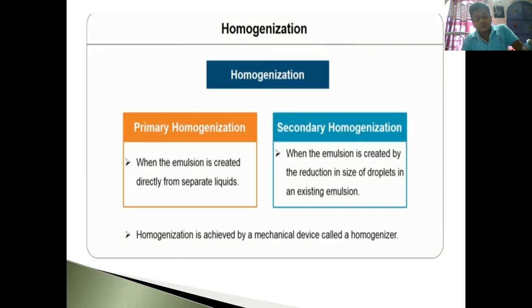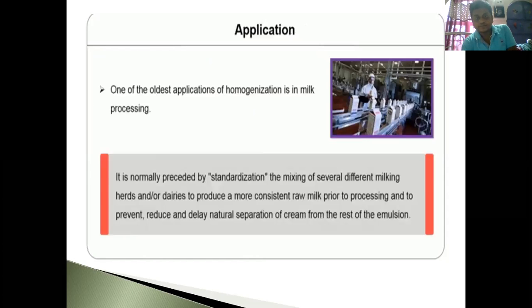So by the homogenizer process, these fat globules become uniform in size. That's why a homogenizer is required for this process called homogenization. Here there are basically primary homogenization and secondary homogenization. When the emulsion is created directly from separate liquids, it is called primary, and when the emulsion is created by the reduction in size of droplets in an existing emulsion, it is called secondary. Basically, homogenization is achieved by a mechanical device called the homogenizer.